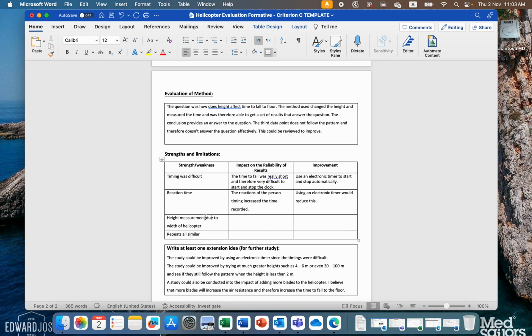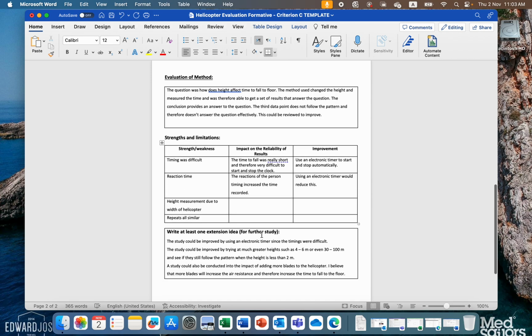So this table needs completing. Obviously, if it's a strength, there won't be improvements, and not a lot to say in the impact of reliability. They might not even do that. They could just talk about the strengths here.